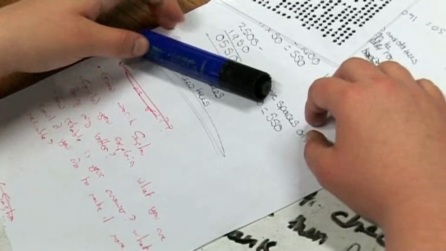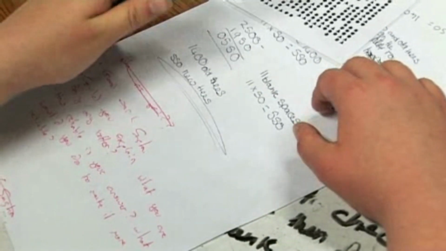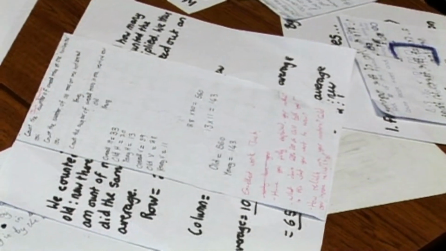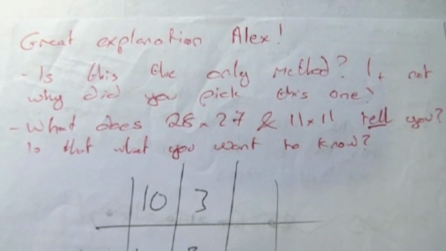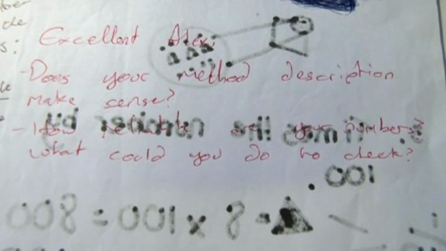Well, we were given comments on our work and we had to think about the comments and almost give a bit of feedback to our feedback and think about ways we could use these comments to improve our work. I got stuff like, is this the only method? And this made me think more out of the box, like, can I look at anything else and get a more accurate answer? It said, does your method description make sense?